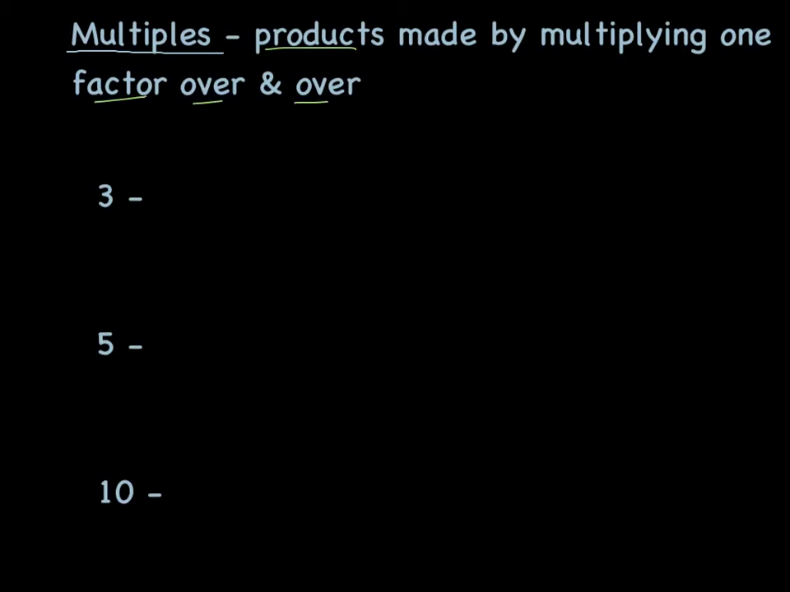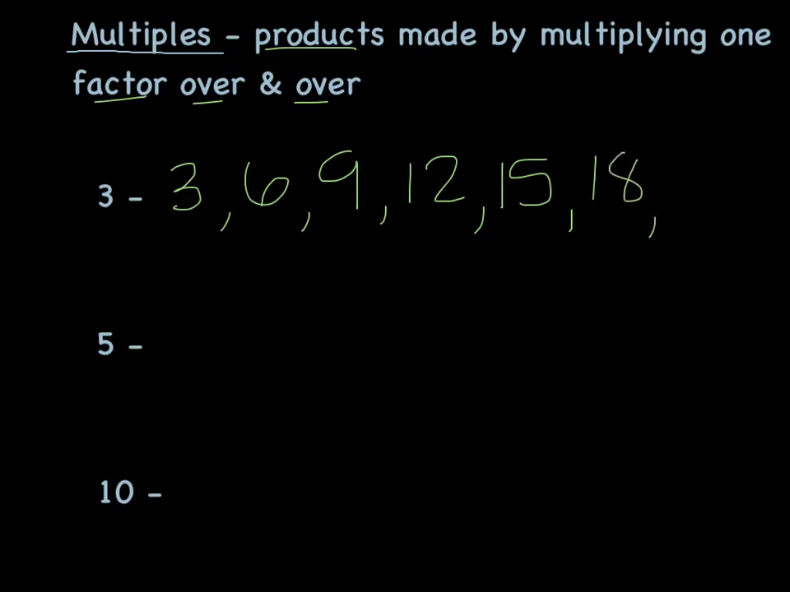Okay, for example, 3, if you take 3 over and over and over, you're going to get the multiples of 3. 3 times 1 is 3, 3 times 2 is 6, times 3 is 9, 3 times 4 is 12, 3 times 5 is 15, 3 times 6 is 18, 3 times 7 is 21, and dot, dot, dot. These are the multiples of 3. 3, 6, 9, 12, 15, 18, 21.